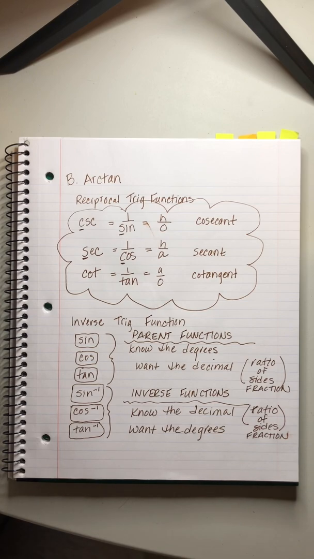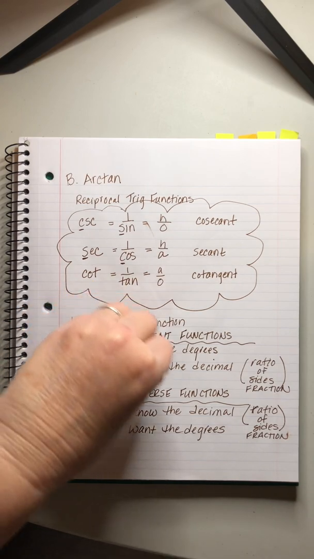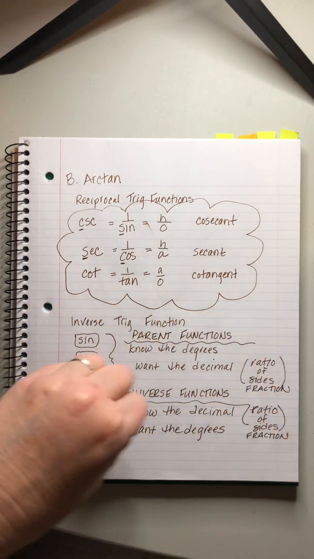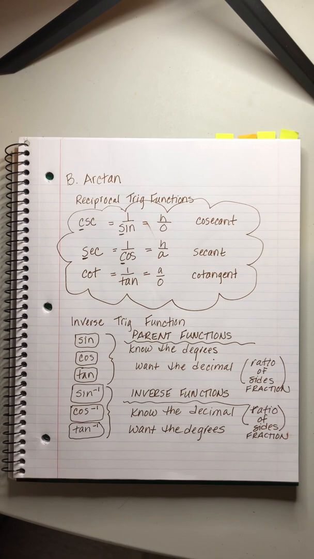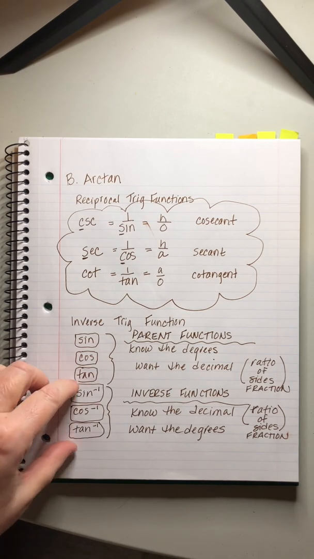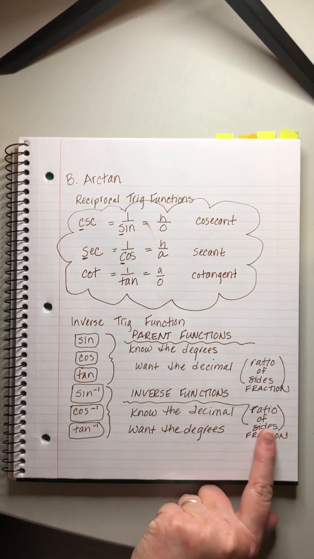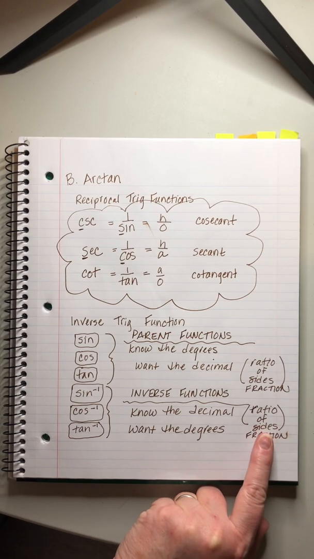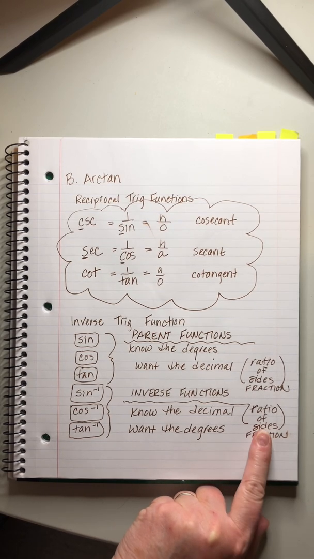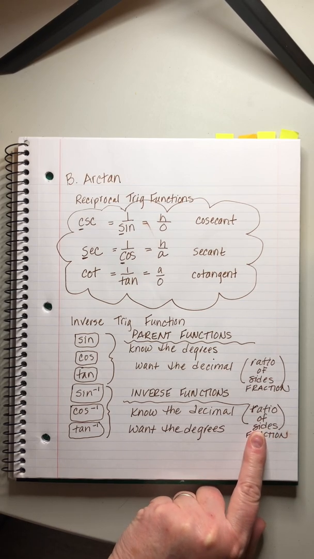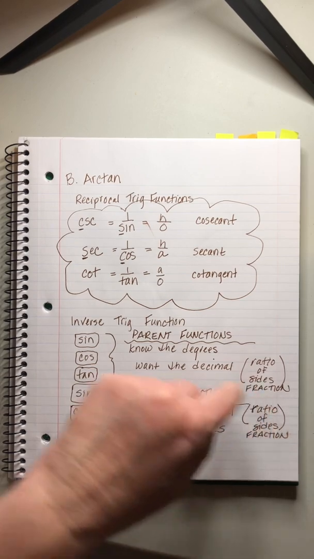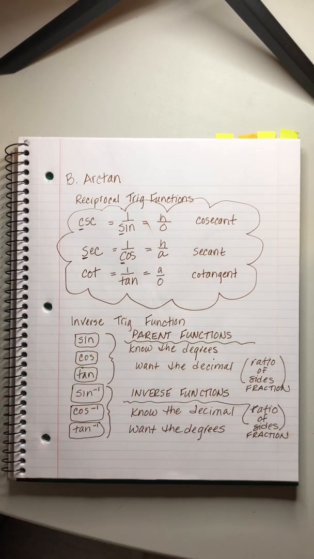It's working backwards. Normally, we know the degrees and we want the decimal, but with an inverse function, we know the decimal and we want the degrees. We're going to work these problems not using our calculator, so we don't have to worry about the buttons, but we're going to start with the ratio of the sides using our friendly little 30, 60, 90, and 45, 45, 90. So it technically won't be a decimal the way we're expressing it, but we're going to start by knowing the fraction and we're going to figure out the degrees.